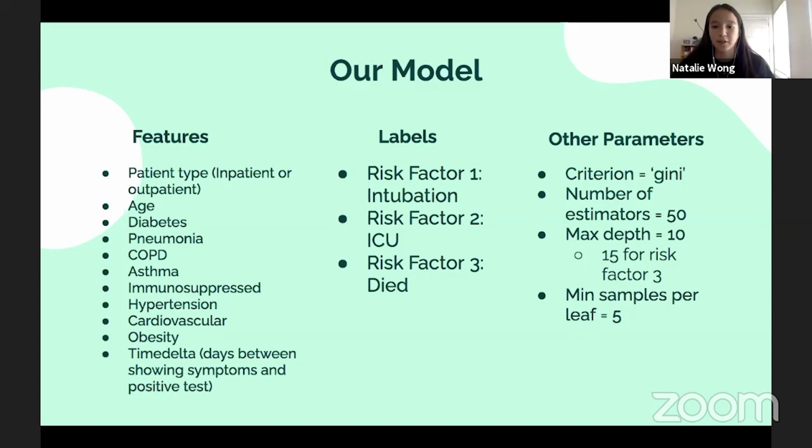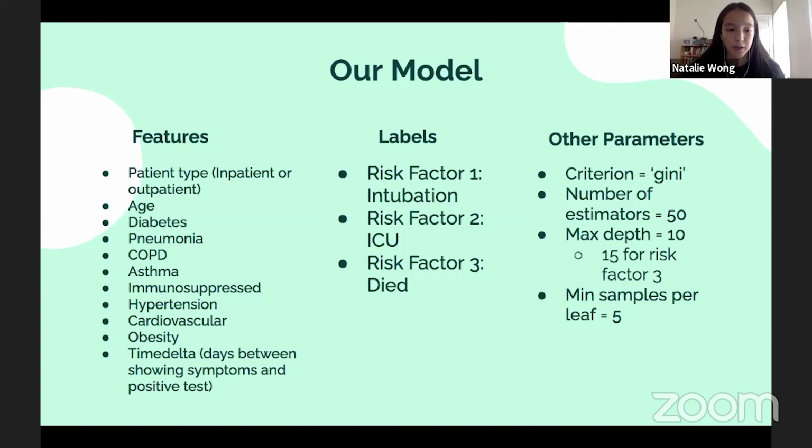As for parameters, they are kind of like the fine-tuning knobs of a model. So I'm just going to go through and kind of explain what some of these do. The number of estimators is how many trees are in the forest. Each one is slightly different, and at the end, the majority vote between the outcome of each tree is returned as the final outcome.